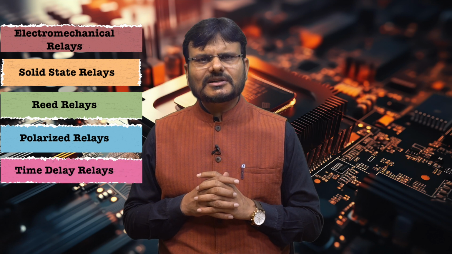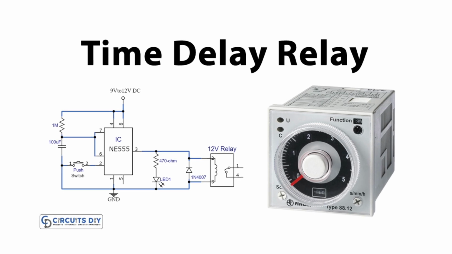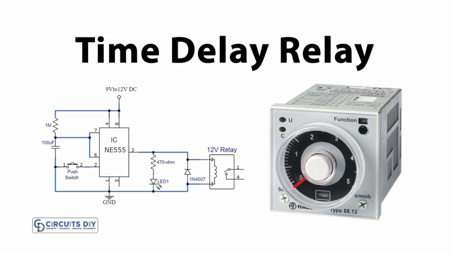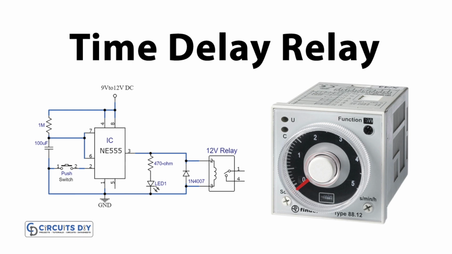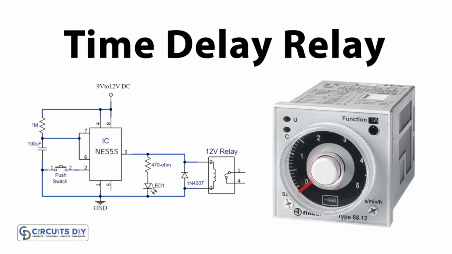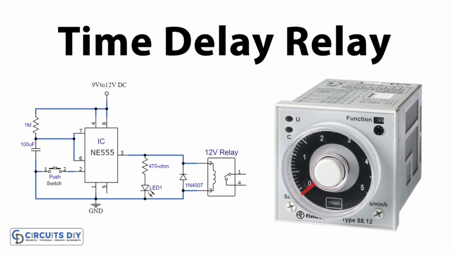Now we can discuss the time delay relay. A time delay relay provides a delay between control input and switching action. In this case, an adjustable timer or delay circuit controls contact timing. Time delay relays are used in motor control, lighting control and timed operation in industrial processes.